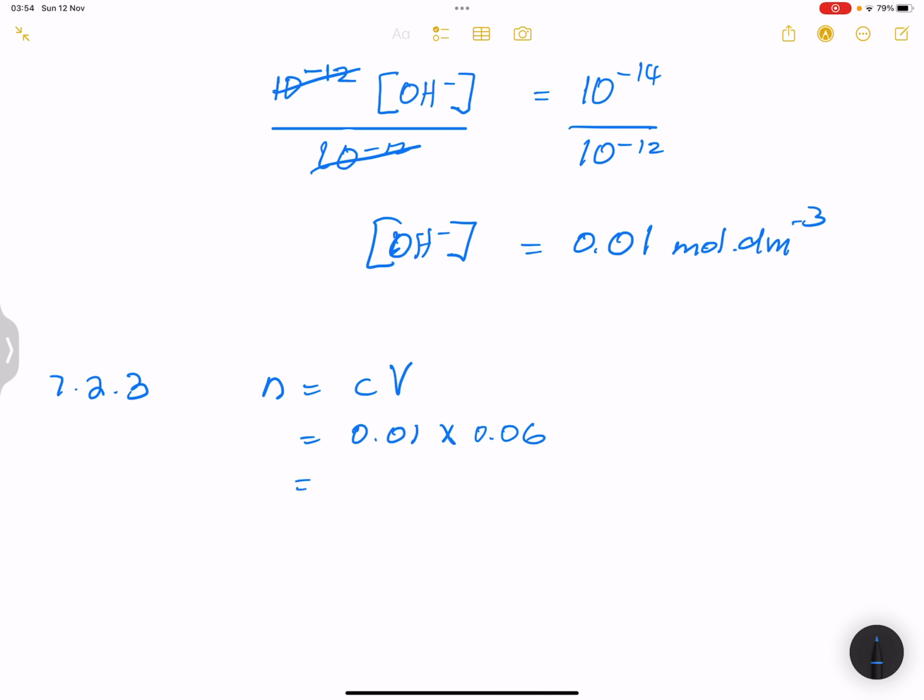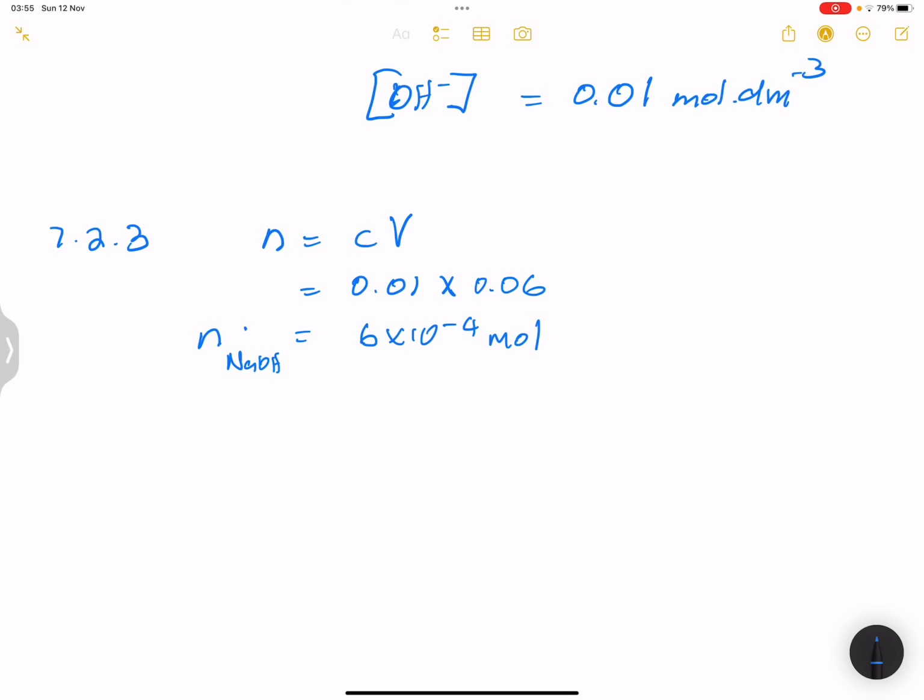So that will give us 0.06. If we multiply those two, we should have, let's say, 6 times 10 to the negative 4 moles. Now, these were the moles of sodium hydroxide that were in excess, of hydroxide ions actually, that were in excess. But because for every one sodium hydroxide you get one hydroxide, it means that it will be the same as the number of moles of sodium hydroxide.